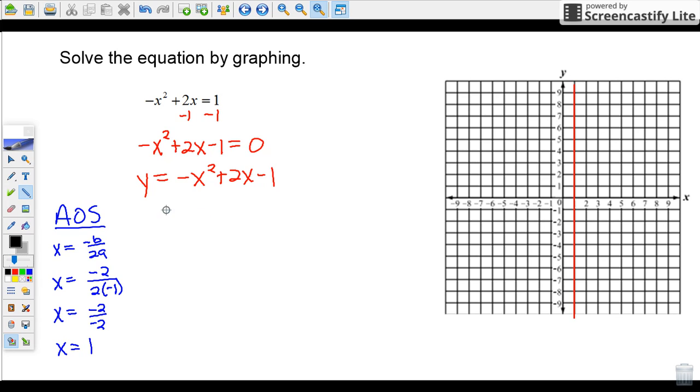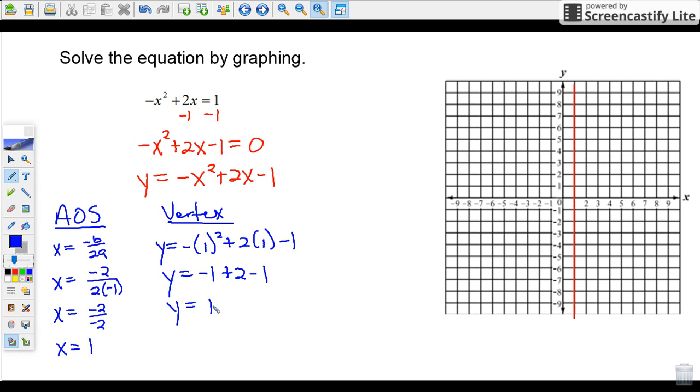Now we need our vertex. So we plug in 1 to our equation, so negative 1 squared plus 2 times 1 minus 1. 1 squared is 1, but then we have this negative, so it's negative 1 plus 2 minus 1. Negative 1 plus 2 is 1. 1 minus 1 is 0, so our vertex is at 1, 0. Right there. Now let's do our little mini table.